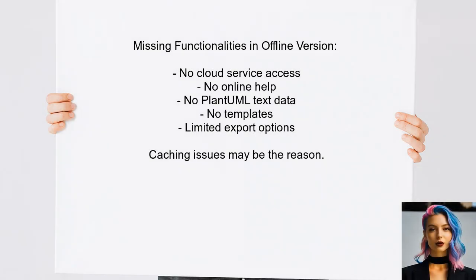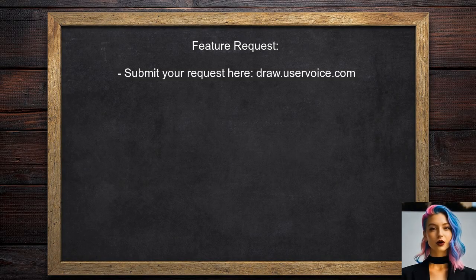The user also lists several functionalities that are missing in the offline version, such as access to cloud services, online help, and certain features like PlantUML text data and templates. They suggest that these limitations may be due to caching issues with multiple plugins. Finally, they encourage users to submit a feature request for plugin support in the Chrome app.